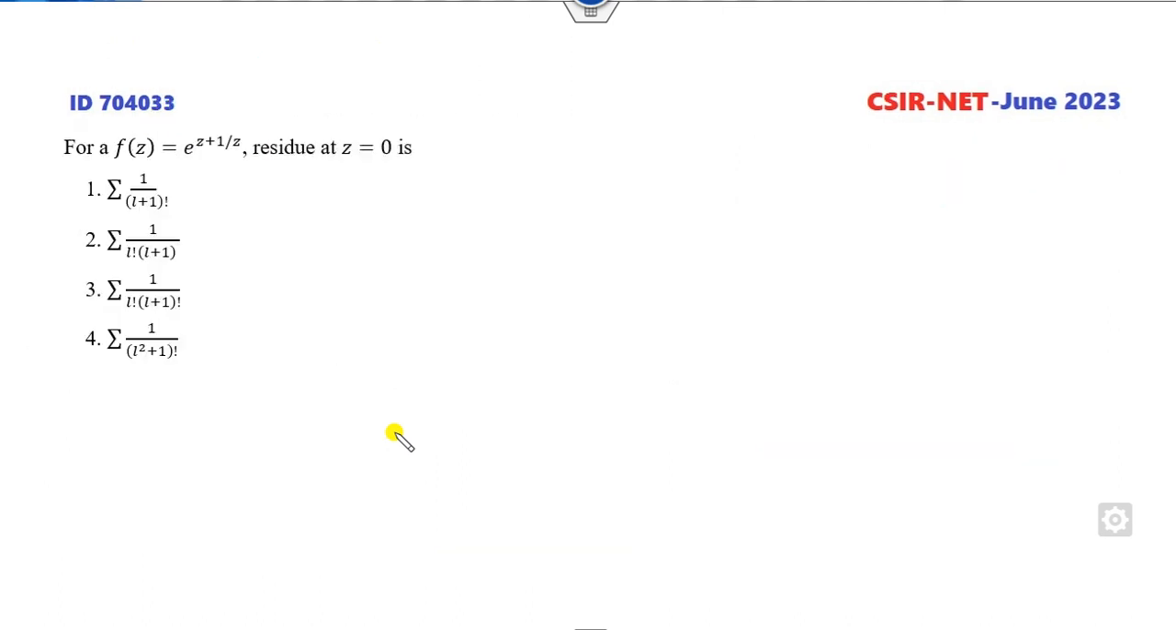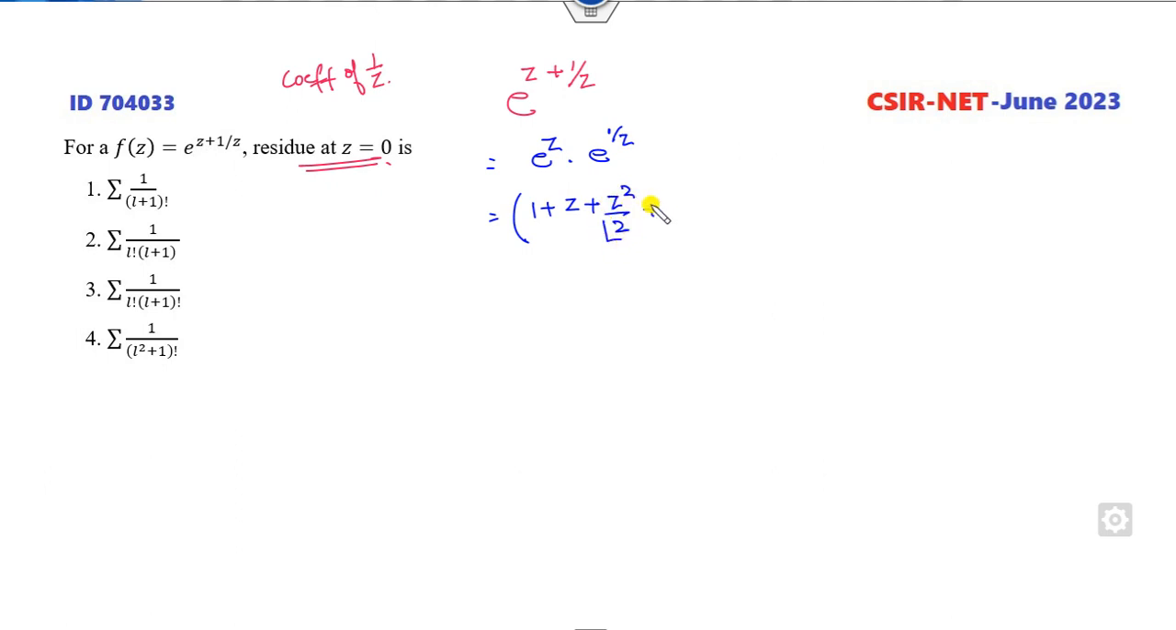Look at another one. For the function f of z is e raised to power z plus 1 over z, you have to find the residue at z is 0. So again, how can you find the residue? You have to find the coefficient of 1 over z. So how can you find the coefficient of 1 by z? I can write it like here. I can expand the exponential series, z square upon 2 factorial and so on. This is 1 plus z plus 1 over 2 factorial z square and so on.